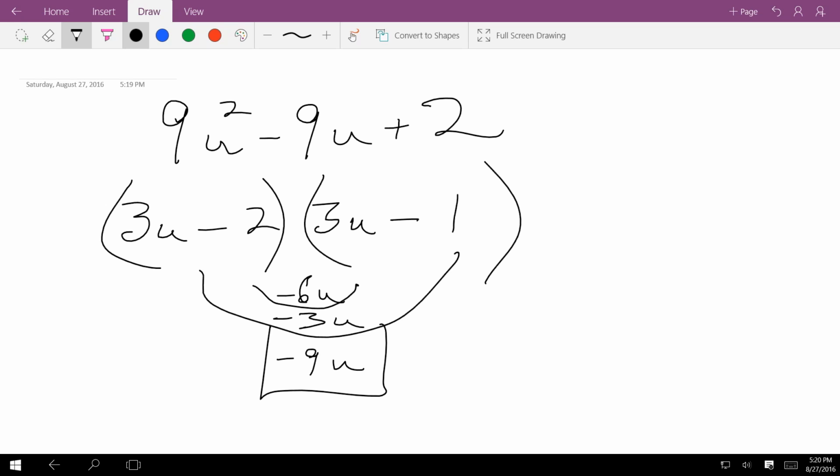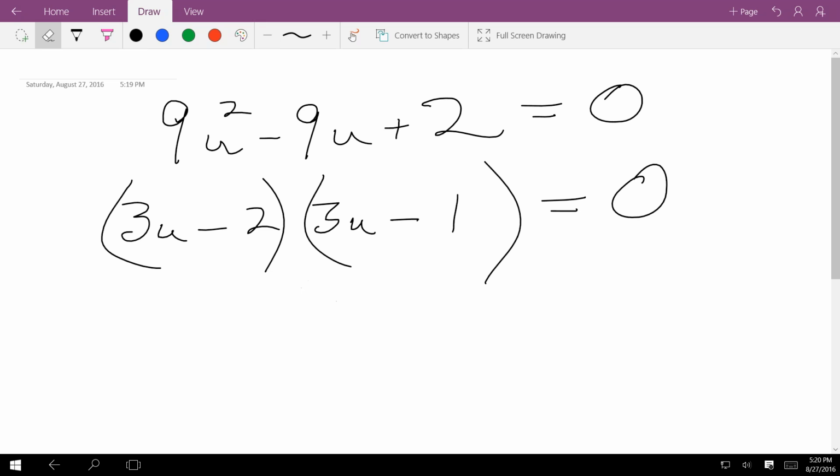Now, just backing up a second, if that was equal to 0, in other words, if we were solving an equation, what would our solutions be? Your solution? What's u?